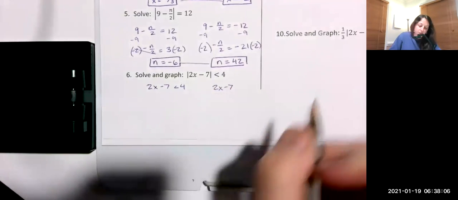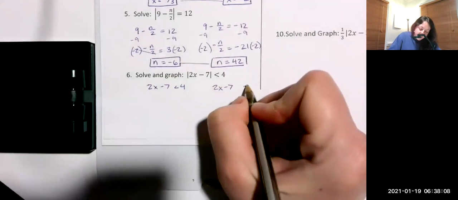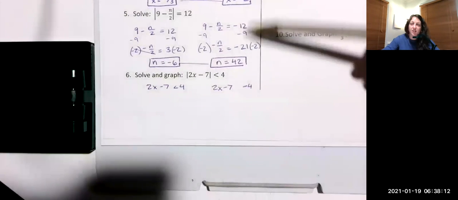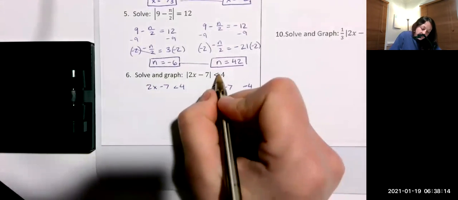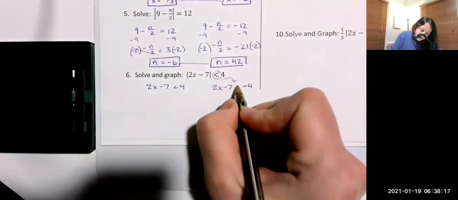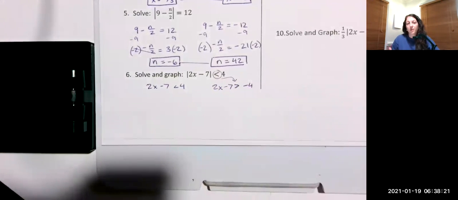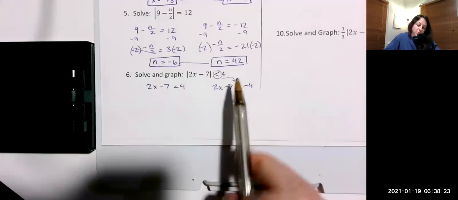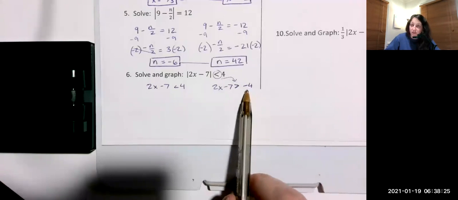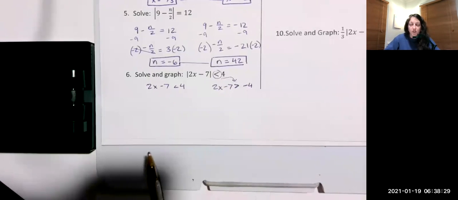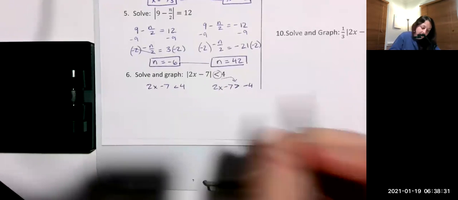2x minus 7. Now watch what happens here. We say -4, just like we switched the sign in the previous examples, but we're also going to change the direction. So when we solve absolute value inequalities, you have to remember to both change the value sign, so positive to negative, and the directional sign. So you just got to change that direction. All right, here we go.